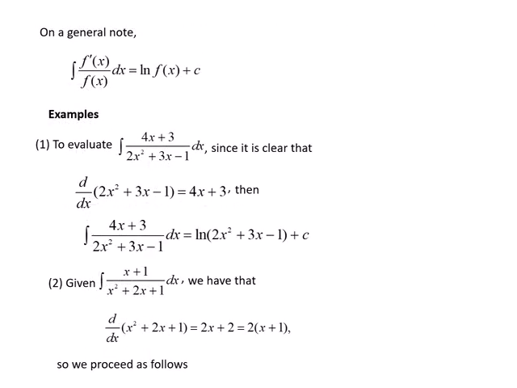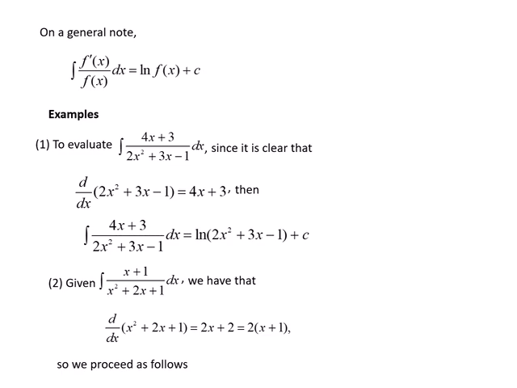Now on a general note, the integral of f prime of s over f of s ds is equal to ln of f of s. Just like what we explained, if you differentiate the denominator and you get the value of the numerator, then you take the ln of that denominator. That's the general note we're talking about here: the integral of f prime of s over f of s ds is equal to ln f of s plus c.